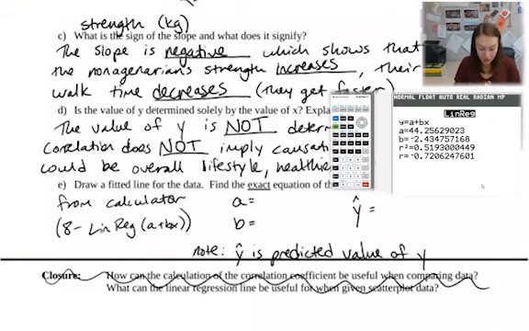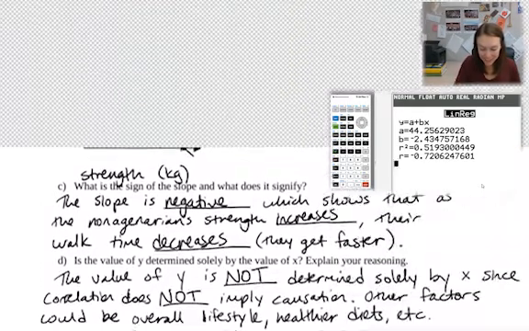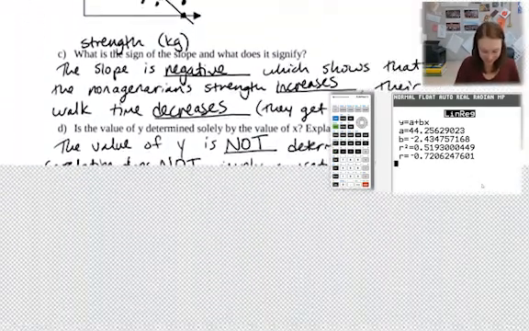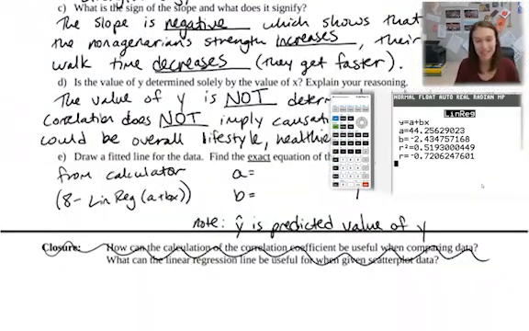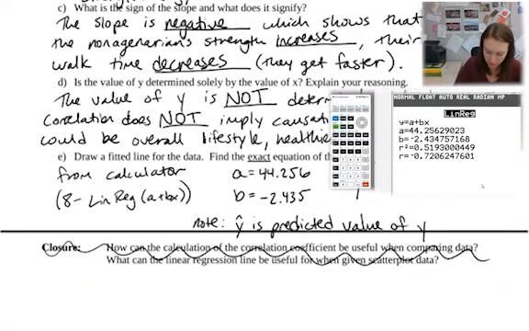And then draw your fitted line for the data. So we already did that. We kind of used our calculator to give that to us. And then find the exact equation of the fitted line. So here our A value is 44.256 and our B value is -2.435. So when I write out my equation, I'm going to have 44.256 minus 2.435x.